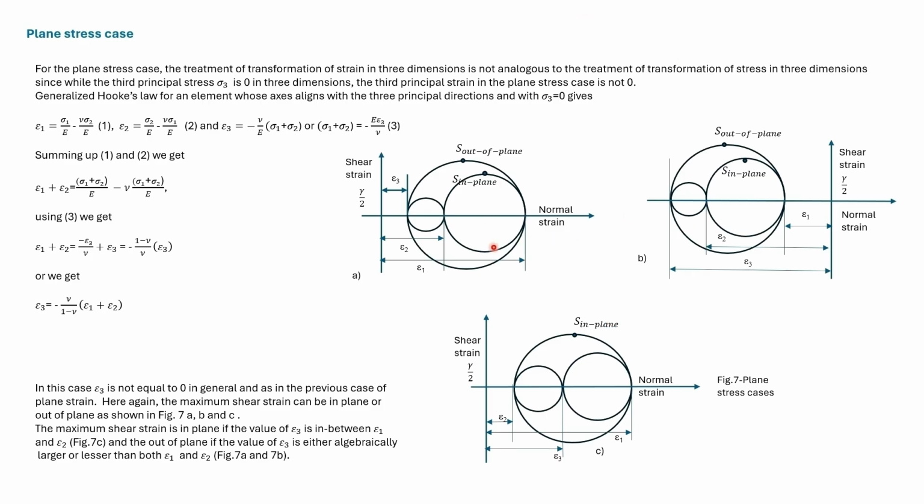In both these cases, the epsilon 3 is algebraically less than epsilon 1 and epsilon 2. Here all principal strains are positive, and here all principal strains are negative. Here again all the principal strains are positive. So in the plane stress case, unlike the plane strain case, it does not matter whether the Mohr circle crosses the shear strain axis or not.